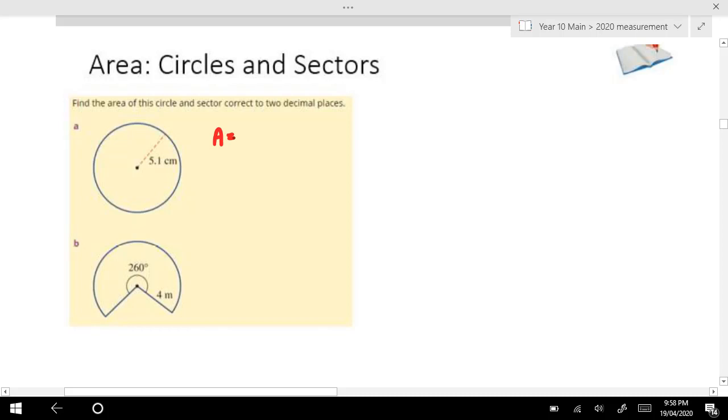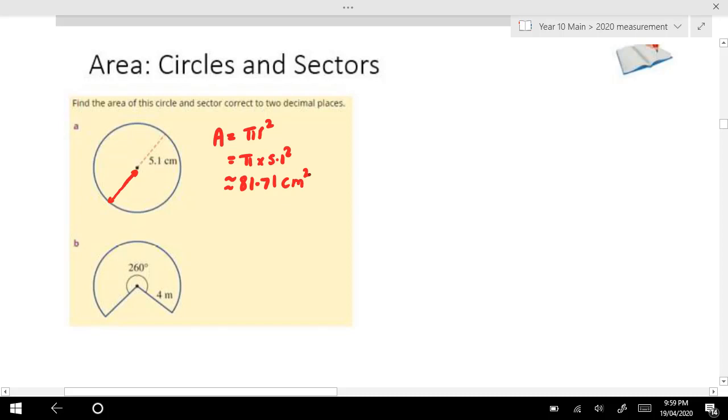Okay, so hopefully if you've had a go at this, we've got the area is pi r squared, but this time we haven't been given the diameter, so there's no tricks there. If we're given the diameter, we'd have to halve it. That's pi times 5.1 squared. Okay, and that's going to be 5.1 squared, and then times that by pi. I've got 81.71, approximately 81.71, and don't forget the units, it's centimetres squared.